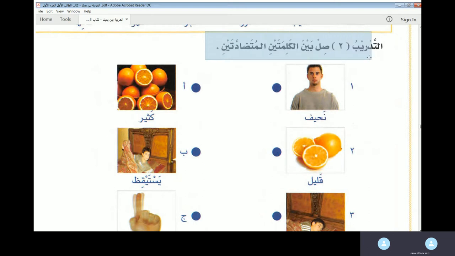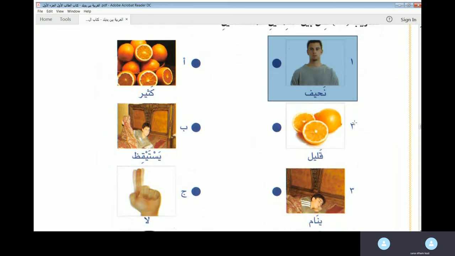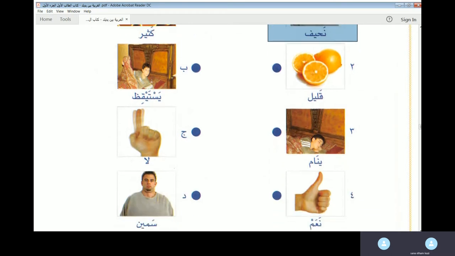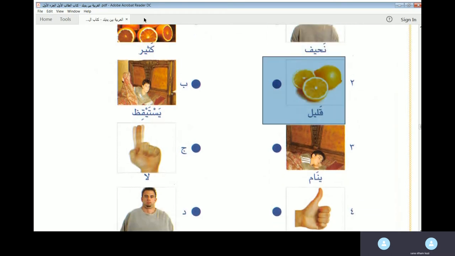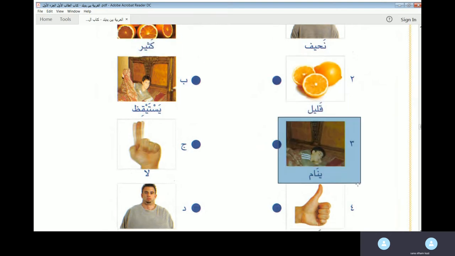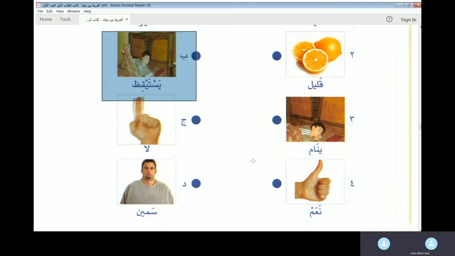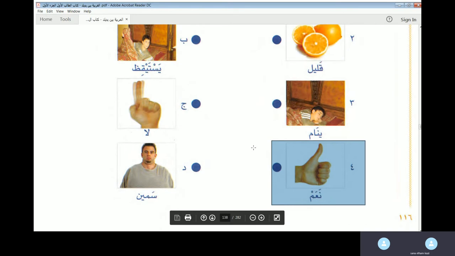Tadrib thani, sil bayn al-kalimatayn al-mutadaddatayn. Second exercise, join between opposite words, two opposite words. Connect between the two opposite words. Nahif would be samin. Then qalil would be kathir. And then yanam would be yastayqidh. And then na'am would be la.